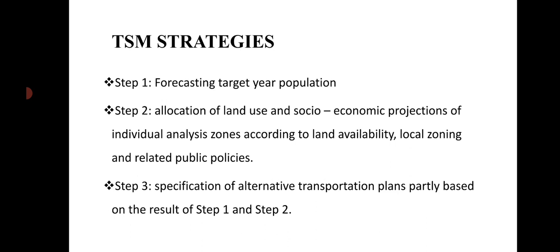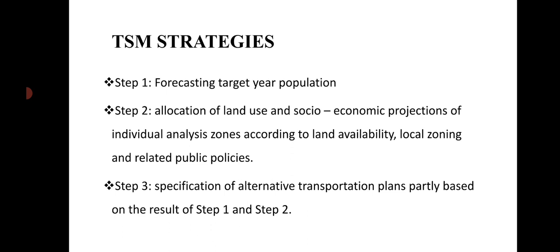Now the strategies, the important steps of transportation planning or strategies are given below. First one is forecasting the target year population and economic growth for the subject metropolitan area. So we have an area, and for that area we will be forecasting what will be the population, and what will be the economic growth, because economic growth gives individuals the power to use their own vehicles. So economic growth also has to be forecasted. So based on that, the allocation of land use will be done. That is the second step.